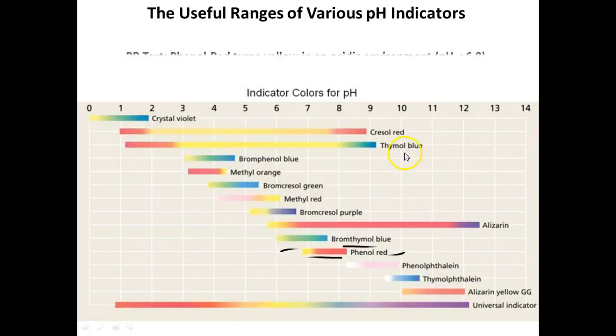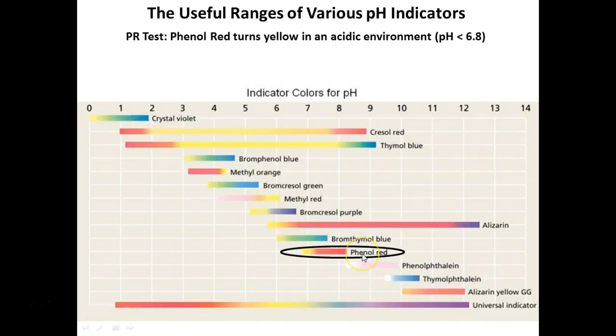The other one, of course, that we use is phenol red. And phenol red will turn yellow at not a very low pH. Look at this, it's 6.8. This is just barely acidic. Right? So think about this.